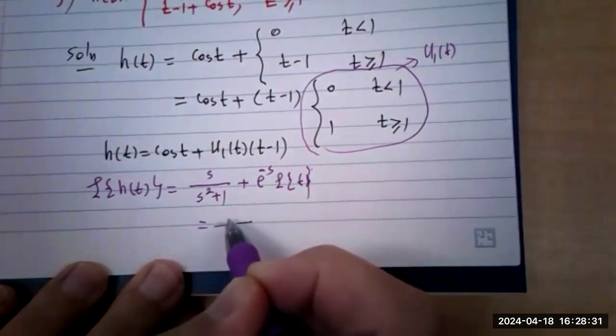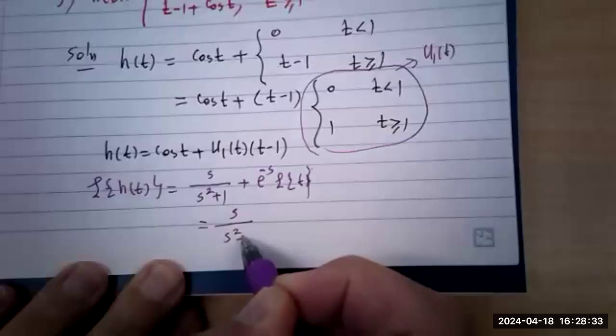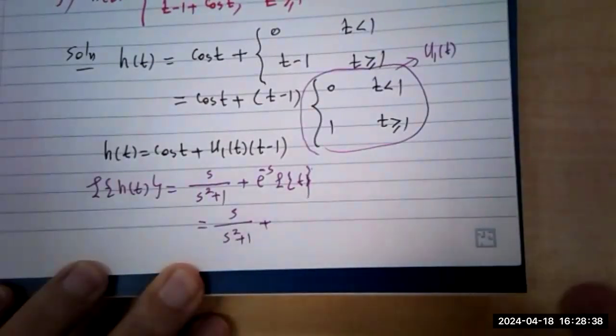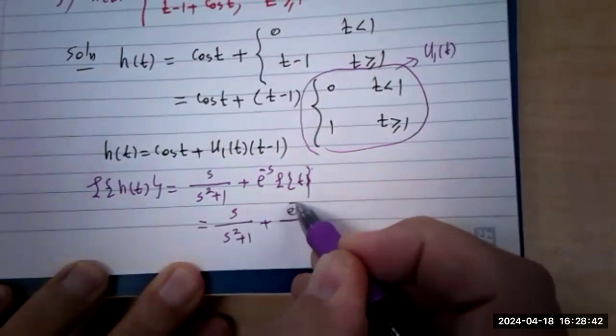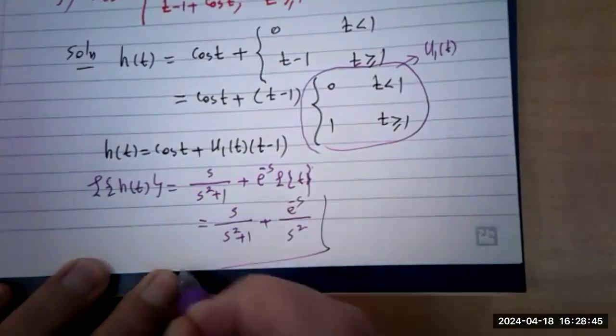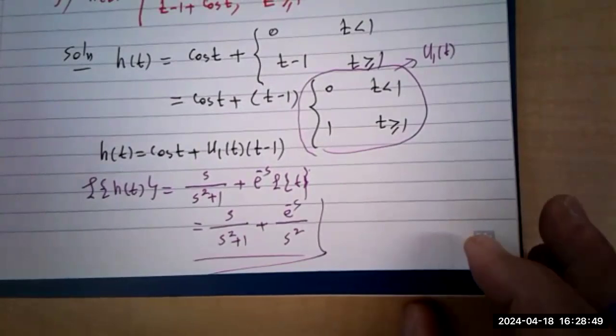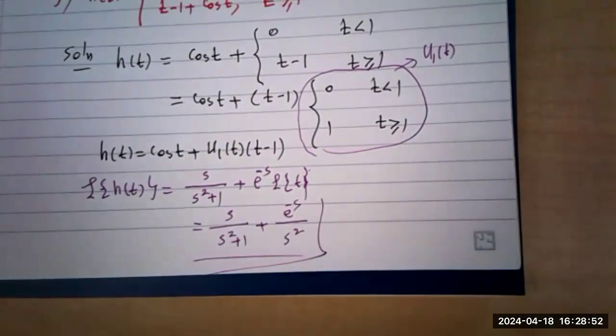So the final answer will be s over s squared plus 1, plus the Laplace of t, which is 1 over s squared. So it's going to be e to the negative s over s squared, the final answer. Any question? So these are various formats that we can have. We are not going to give anything else, other categories, because the other one you are going to do when you go to solving the differential equation. But these are unique.